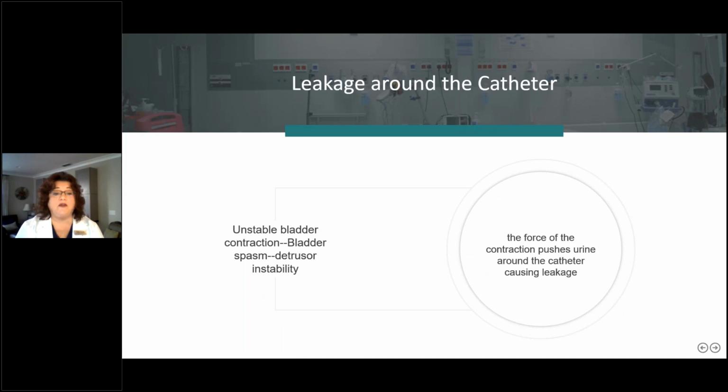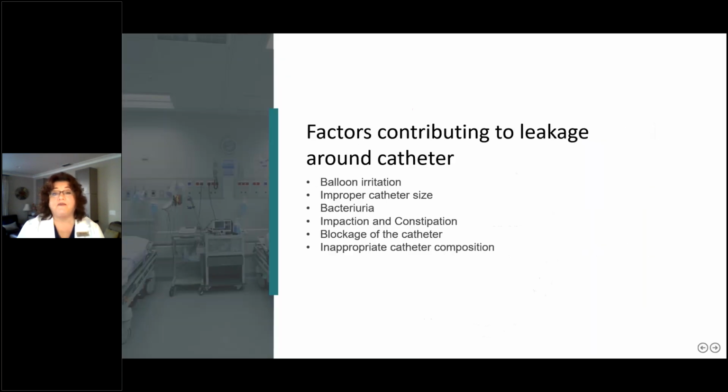Leakage around the catheter, unstable bladder. Those contractions can just push it, force it right out around the catheter, causing the leakage. And detrusor instability, they may need to be medicated for that if they have a catheter in and they keep getting the leakage. But there's other things about the leakage.